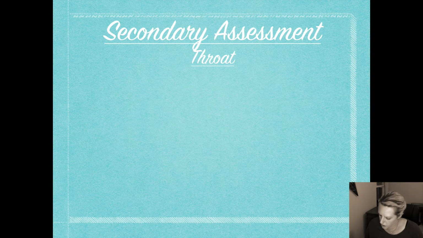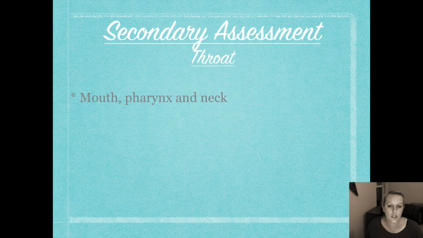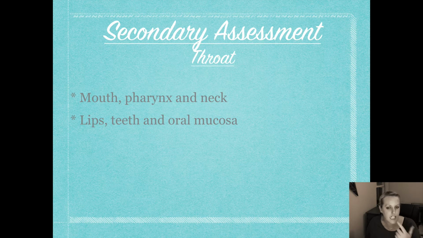All right, moving on to the throat. Just know that the throat also consists of the mouth, the pharynx, the neck, lips, teeth, and oral mucosa. So on the mouth, you want to check for the color, any bleeding, any scratches. The pharynx, you want to check for any swelling. Neck, we want to check for JVD and any swelling. On the lips, swelling or lacerations, cuts. Teeth, make sure they're all there. And if they weren't all there, were they gone prior to you being there? As in, did they just lose them or have they been gone for a long time?